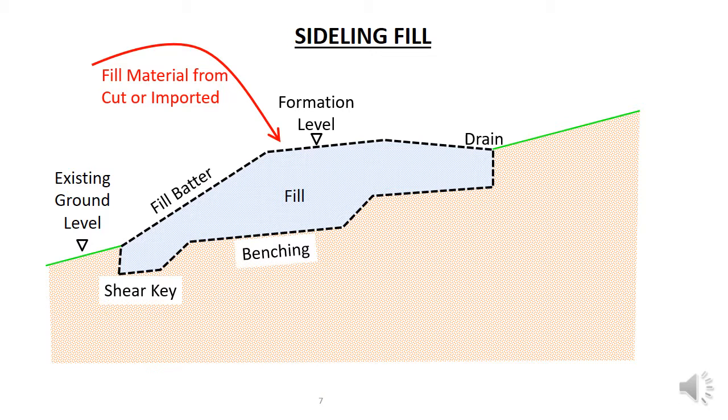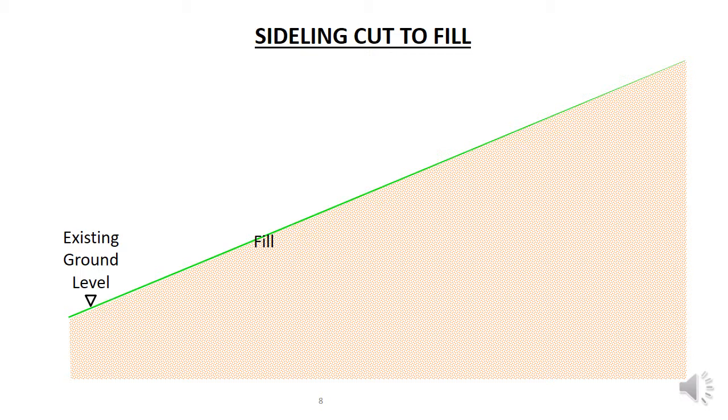Benching and shear keys key the fill structure into the existing soil structure and prevent the fill from sliding down the hill. The fill is constructed in layers of about 200 millimeters thick, with each layer being tested before the next layer is laid. The fill is also usually overbuilt and then trimmed to allow compaction of the complete width of the fill. We can also have cuts and fill on the same road cross-section as shown here.